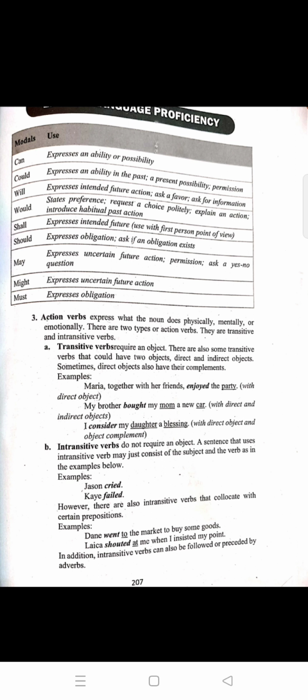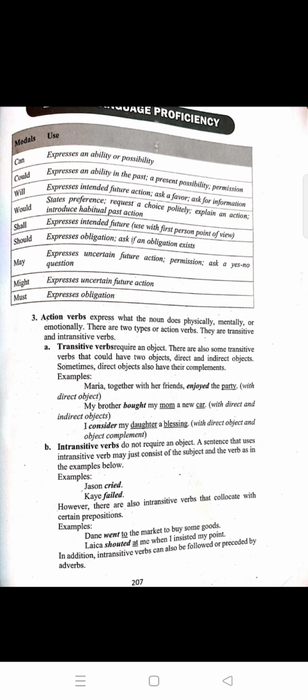Might is used to express uncertain future action. So it might rain tomorrow. Might expresses uncertainty. Must is another modal which expresses obligation. You must pay your taxes. There is an obligation or a responsibility that you need to accomplish.